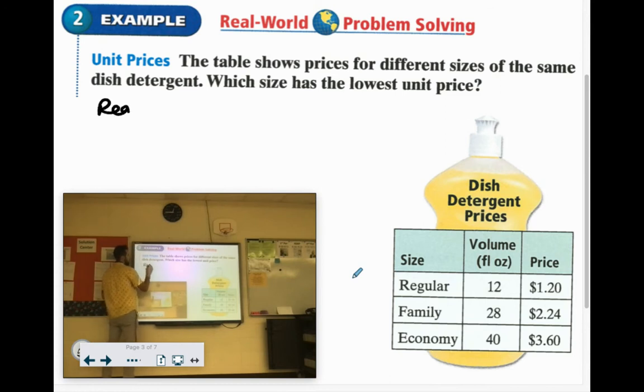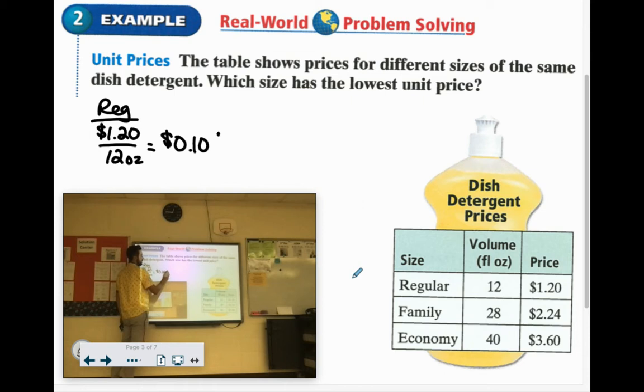Anytime you're dealing with money, the money will go in the numerator because you're always looking at the cost per pound or cost per ounce. So for the regular one, we're going to say $1.20 divided by 12 ounces. When you divide 1.2 by 12, you come up with 0.1, which means in realistic terms, 10 cents per ounce. So that would be the unit cost of the regular size.